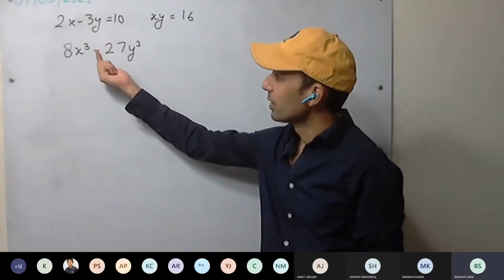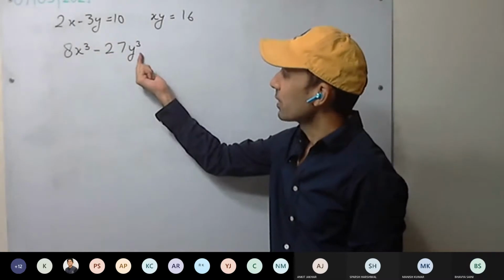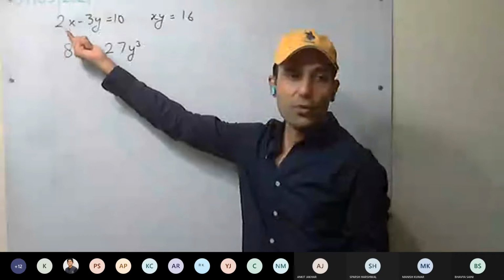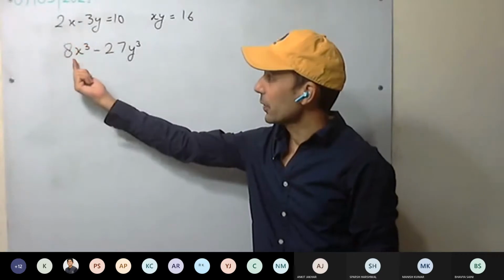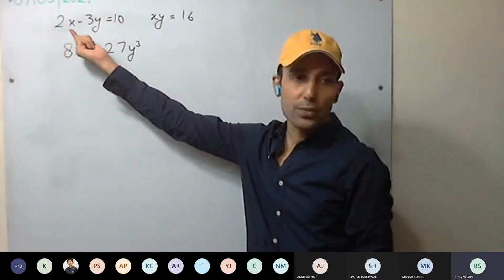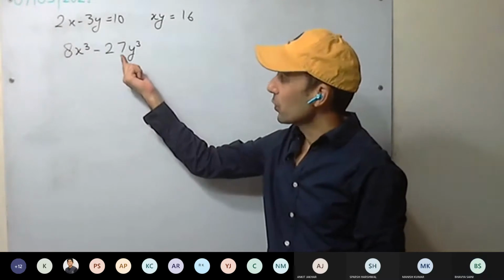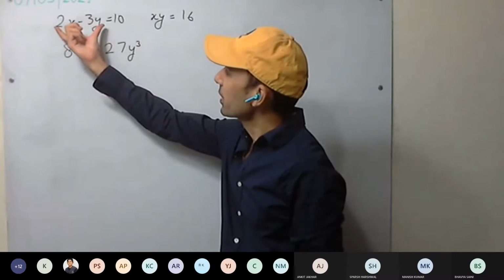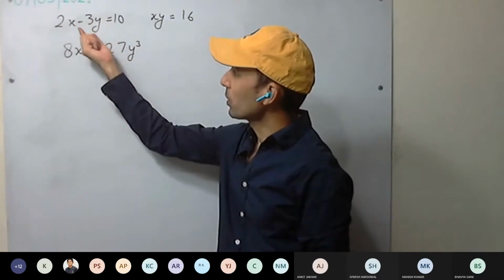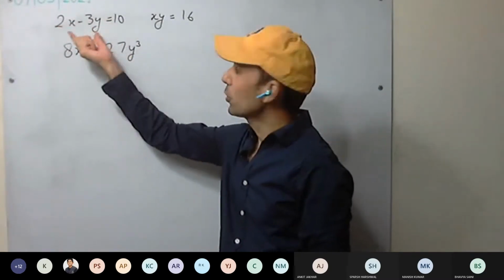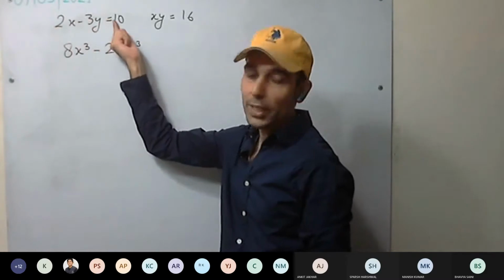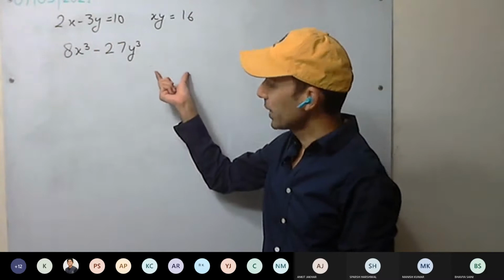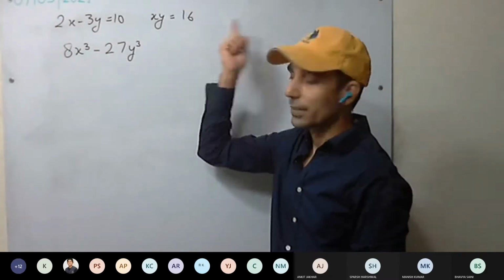Sir, there is a cube. So 8x cube is a cube of 2x. Yes or no? Yes, sir. And 27y cube is a cube of 3y. It means if we take the cube of this equation on both sides, we may get these two terms for sure. Next, if we get the xy term, we may use 16.